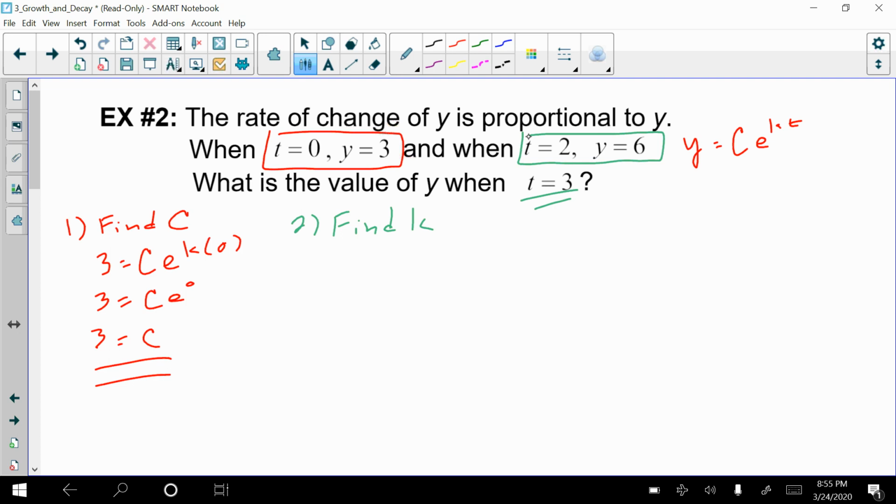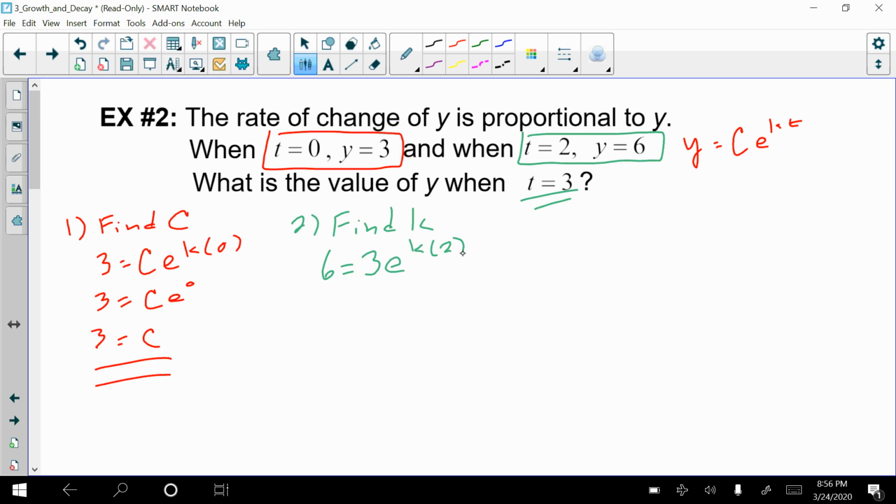So we definitely want to use the second points that they gave me to find the value of k. So we start off by taking our y value, which in this case will be 6, to be equal to, and now we know a value of c, that's going to be 3 times e to the k, and in this case, time is given to you to be 2, so we have that. Now we're going to just solve this equation in terms of k. We need to get k by itself.